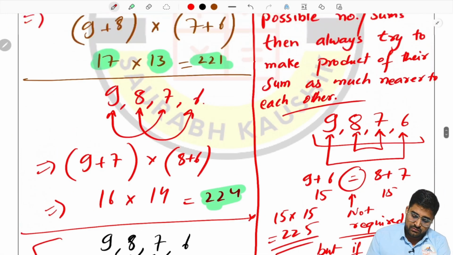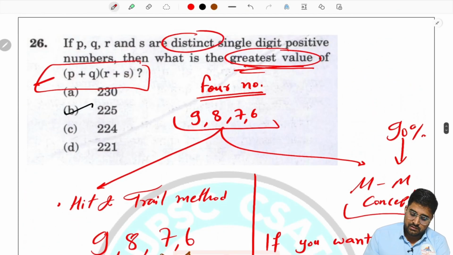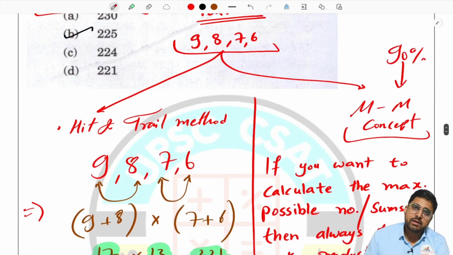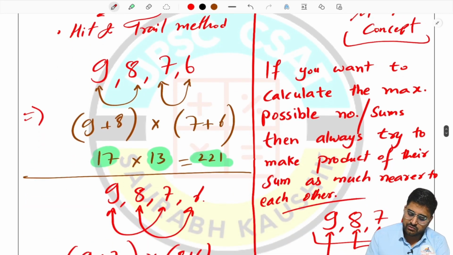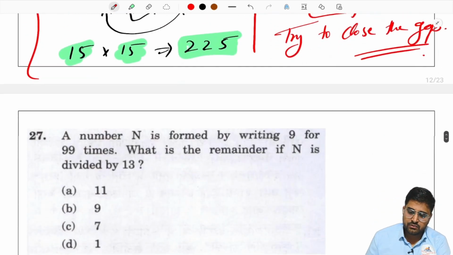I hope you guys understand this question. It's a very easy question, but a conceptual one. It will save your time if you know the concept. This is a basic concept. I'm not going to discuss it in much detail, not required. Okay, let's move to the next question.